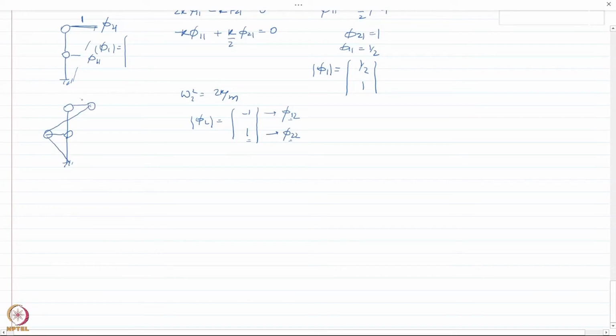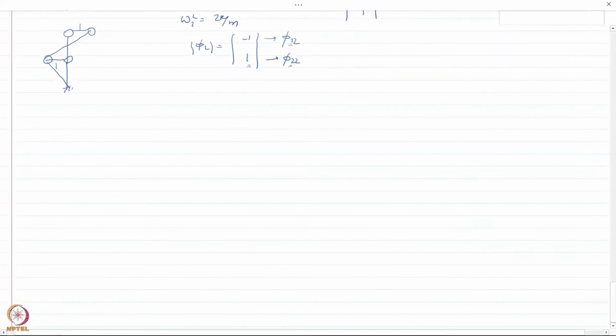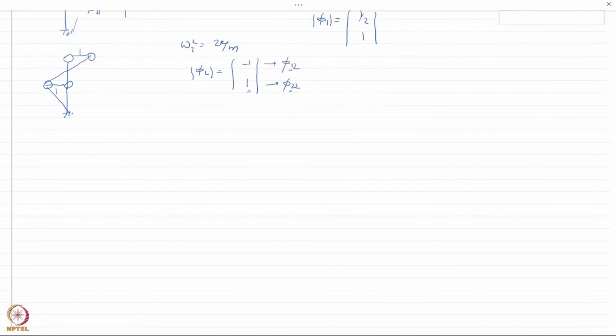So in both cases I have normalized with respect to the top story modal coordinate. And there are different ways in which you can normalize. You can normalize with respect to some specific degree of freedom, or you can also normalize with respect to some other method. We will see that later. So using this procedure, we can get the mode shapes and the frequencies of different modes of a multi-degree of freedom system. All right.